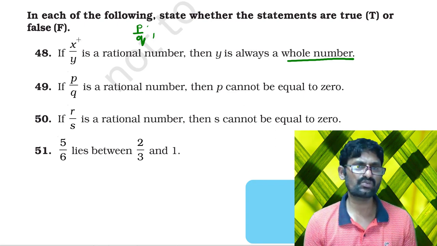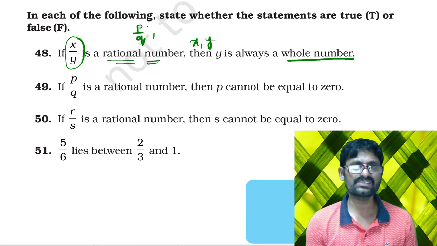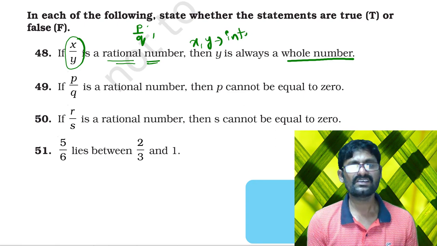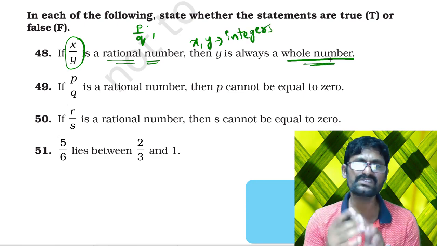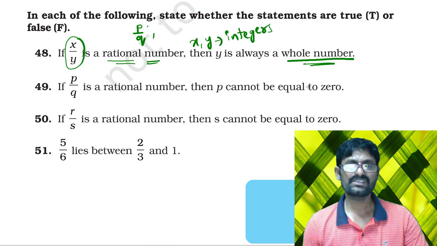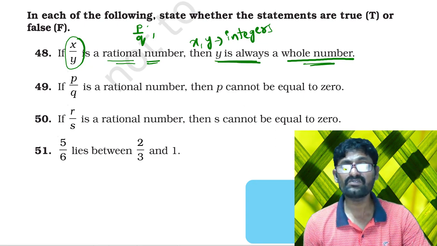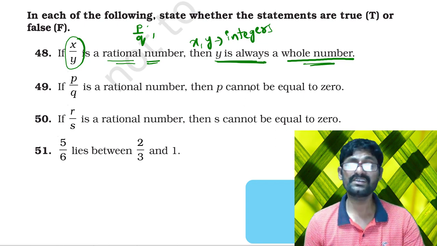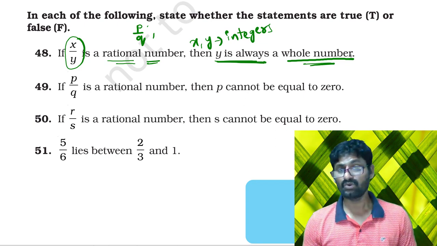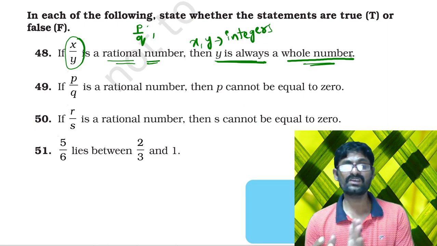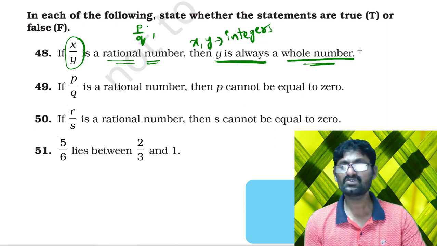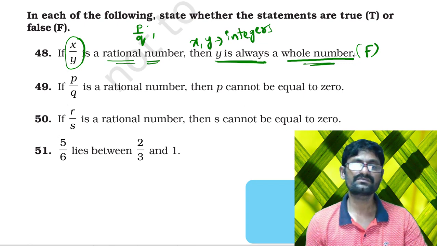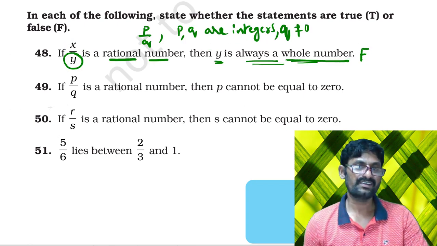So here in this case also, x by y is a rational number means x and y must be integers, not whole numbers. But here we are given y is always a whole number. No, it is not correct. y must be an integer, and moreover, that is not equal to 0. Why? Because y is in the denominator. So this is false. Now go to 49.